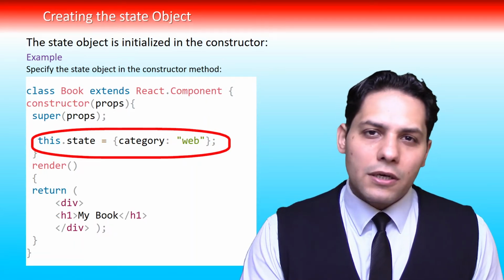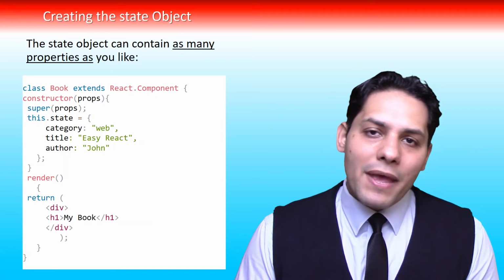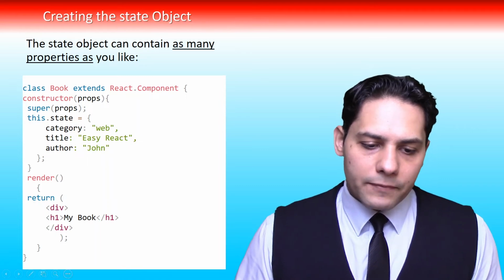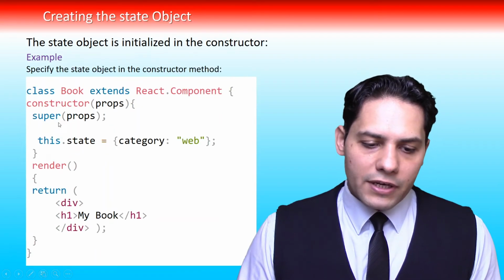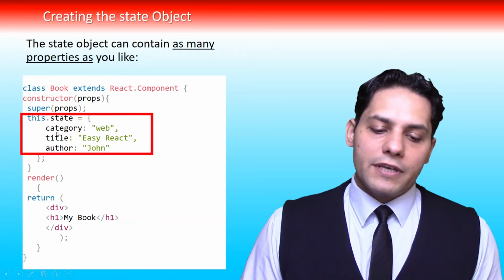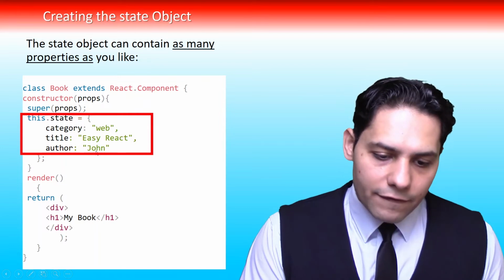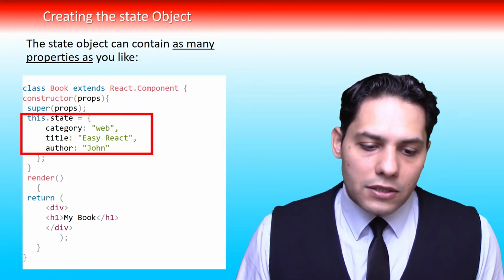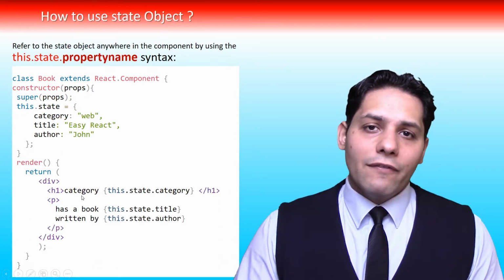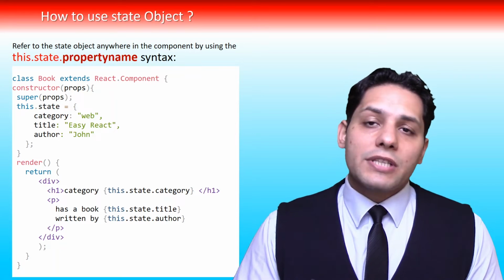Okay, but I want to say that the state object can contain as many properties as you like. For example, here in this Book component, in the previous code we just defined category, but here we can have category, title, and author by adding their values and initializing them in this constructor method. Okay, but until now we haven't used the state object yet. But how can we use the state object?